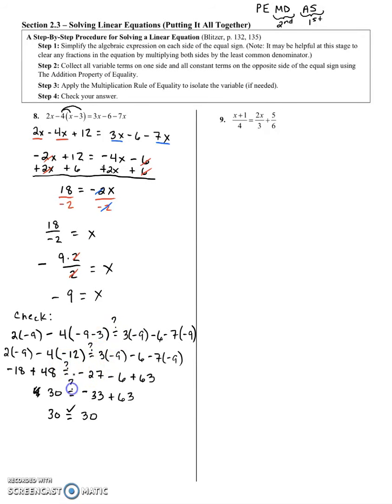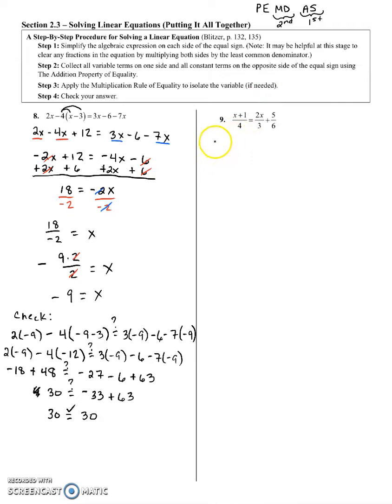So that checks. Okay, normally I would let you do number 9 on your own, but seeing as how we have some crazy fractions here, perhaps I should give you a helping hand. So this is where in step number 1 it said it may be helpful to clear any fractions by multiplying both sides by the least common denominator.